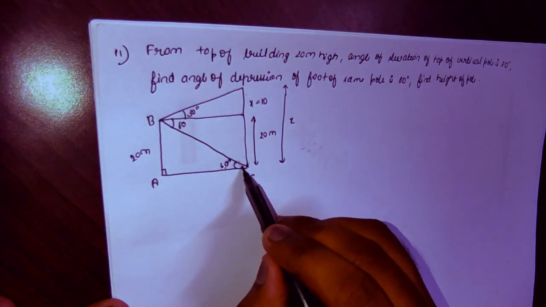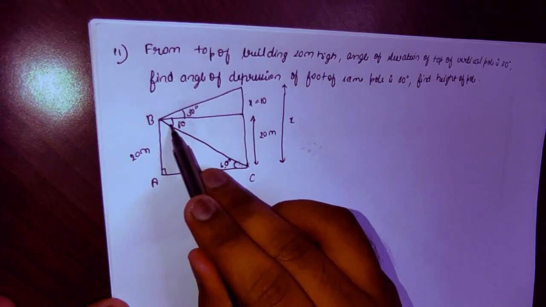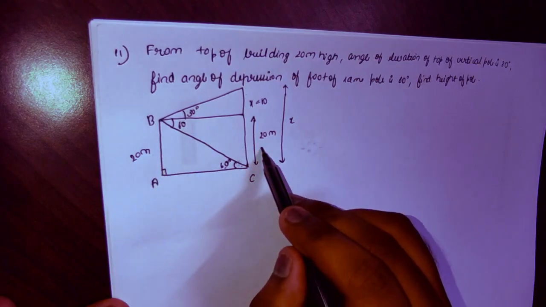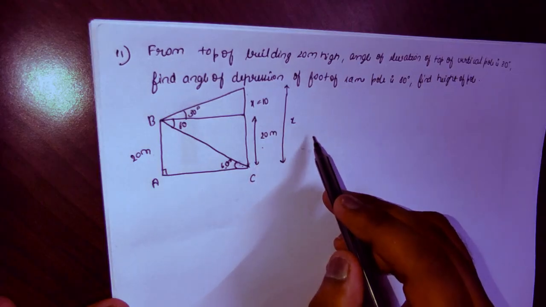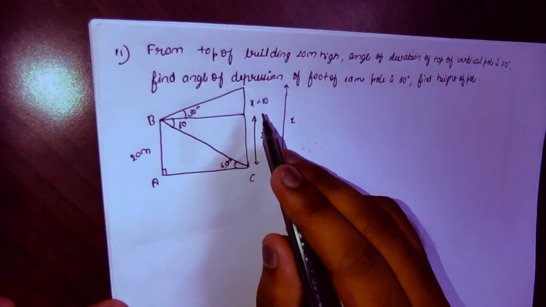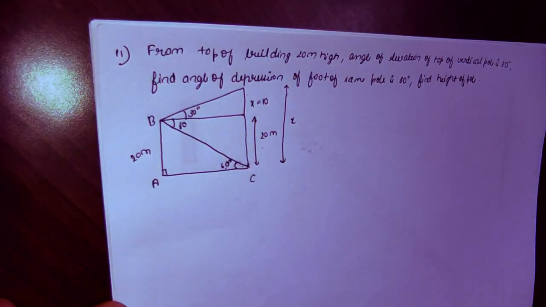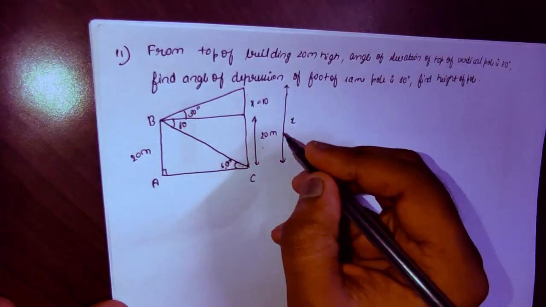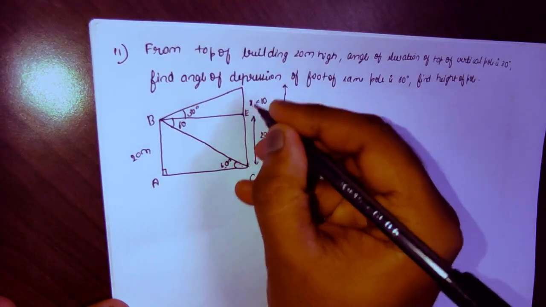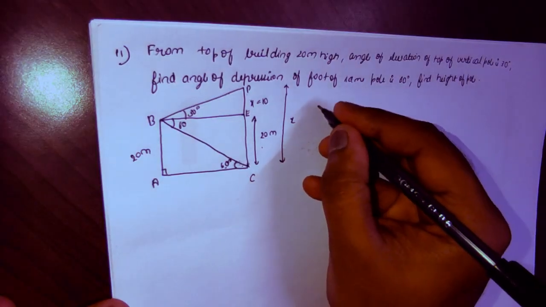This is 60 degree. When this is 60 degree, when we draw a rectangle, this also becomes 60 degree. Then this side is 20 meter, this is 20 meter, because both are the breadth of the rectangle. Now we have to find the height of the pole. You have to find the total height of the pole. We'll first consider triangle BED. We'll consider this as E and this as D.